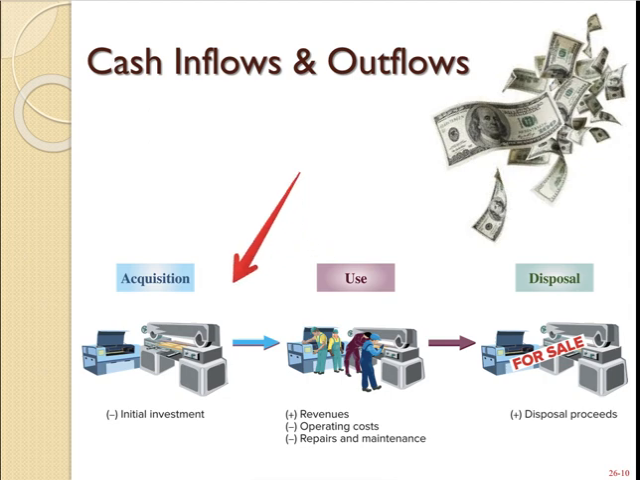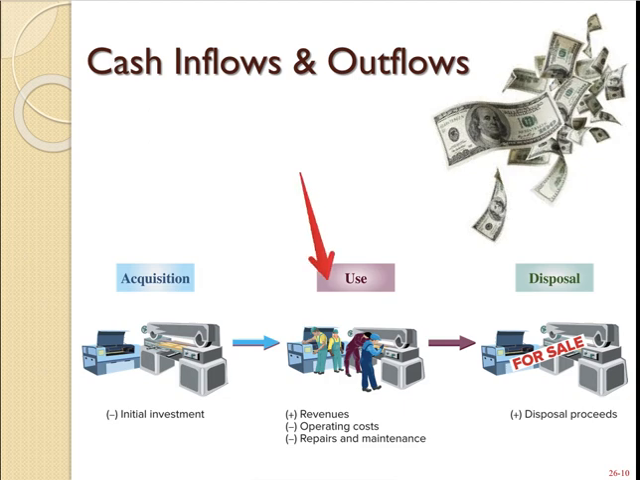Okay, so in the acquisition phase, that's a cash outflow. So you see this negative here, that means it's an outflow. You have to pay cash for your new machine, or in this case, it looks like a printer. I don't know, these look like machines to me, but you have to pay cash for them. So that's an outflow of cash.